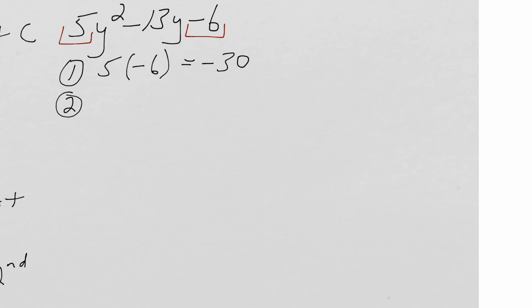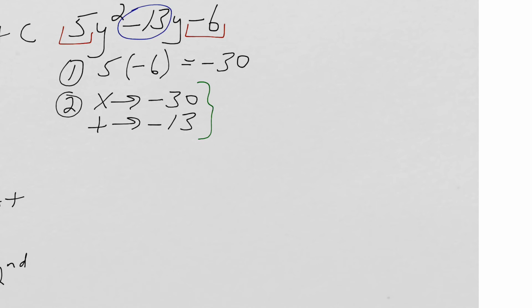bringing us to step 2, which says now go ahead and try to find 2 other numbers that also multiply to give a negative 30, but add to give the middle value, in this case the negative 13. So multiply to give negative 30 and add to give negative 13. And again, if these values don't exist, then it just does not factor.